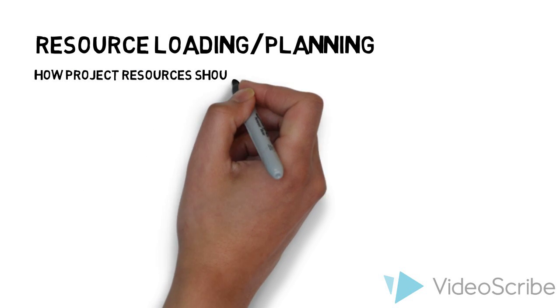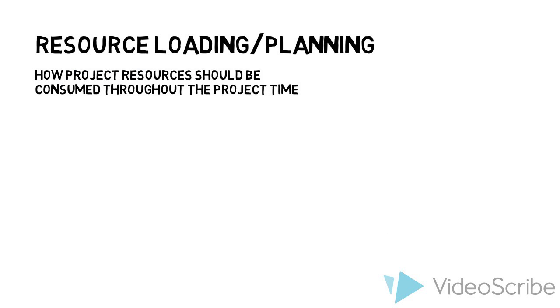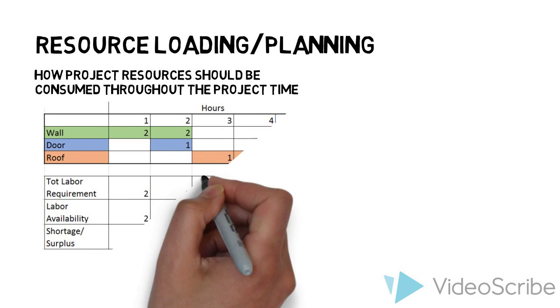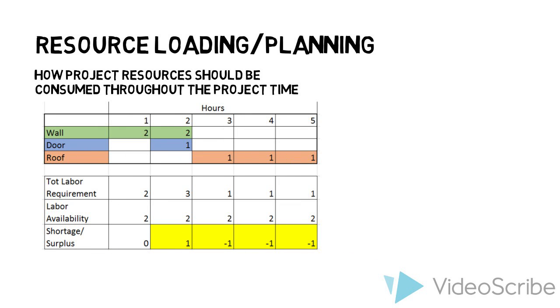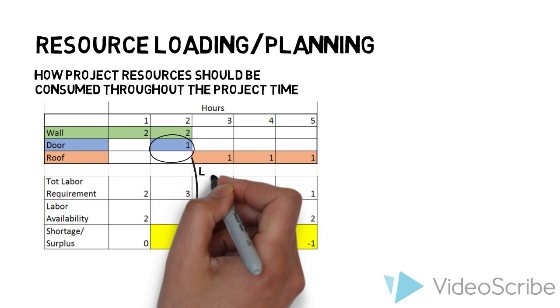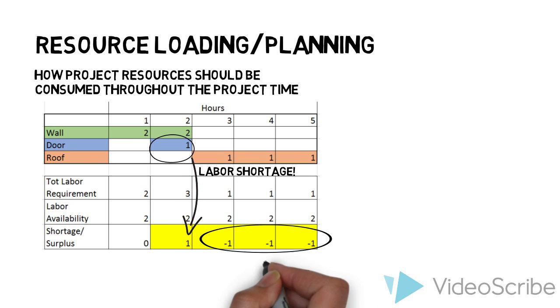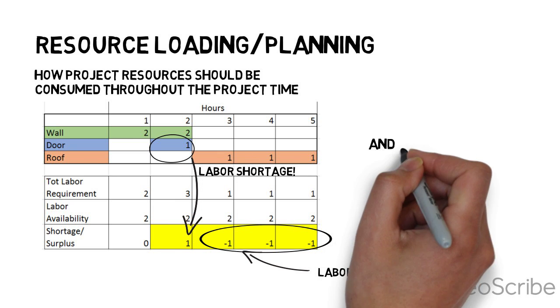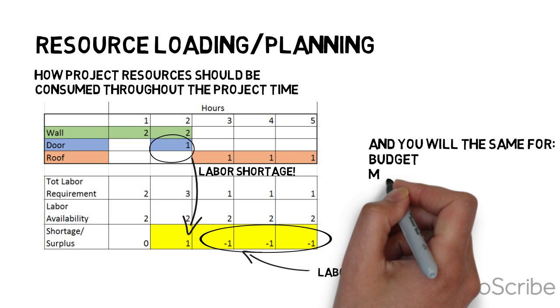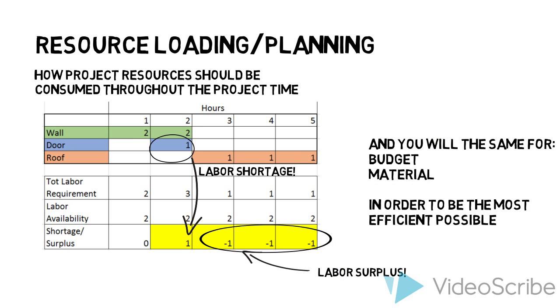Finally, Bob, you can use the project loading to allocate your resources properly throughout the project. In this example, if the door was done in hour 3 instead of hour 2, it will enable you to have only 2 hours of staff in surplus. You will need to do it for your labor, budget, and material in order to create a planning that will bring the most efficiency possible.